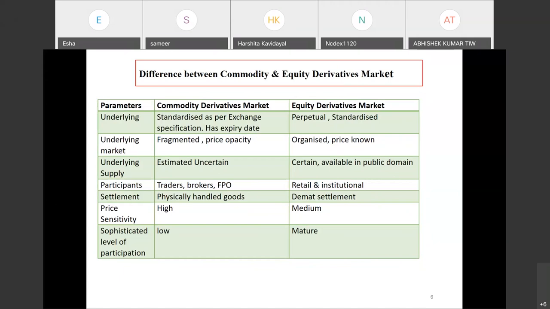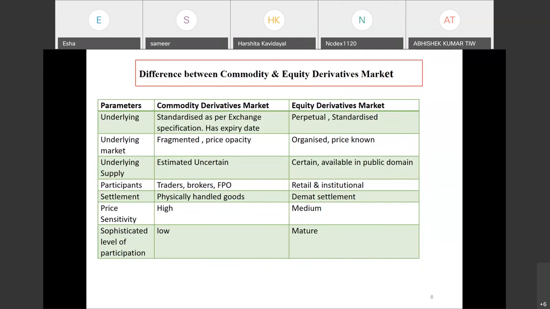Here it is certain and available in the public domain. The participants in commodities are traders, brokers, FPOs, farmers. In equities, they are retail, institutional, mutual funds, high net worth investors, then foreign eligible entities, and category three investors. These are the various types of investors here. They are highly sophisticated investors trading in the securities market, the equity market. Then price sensitivity is very high.